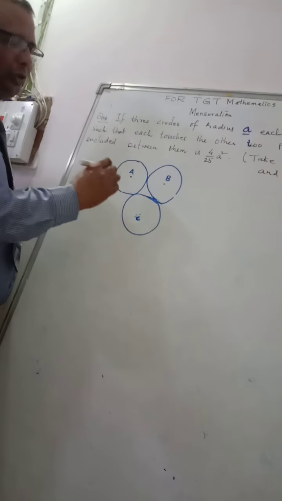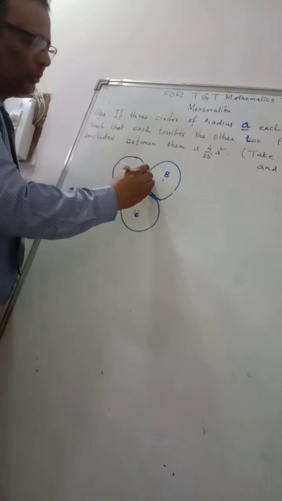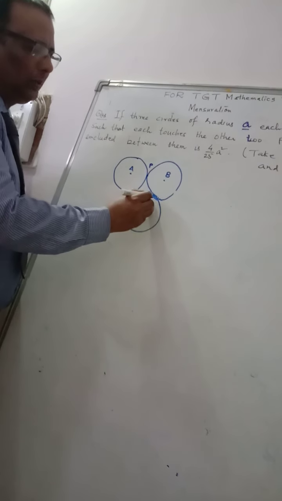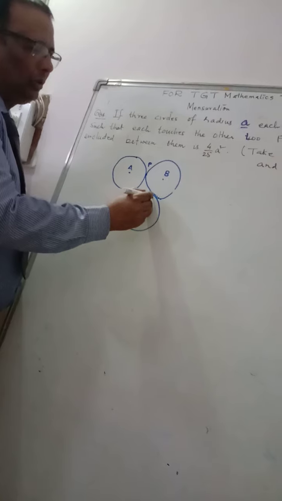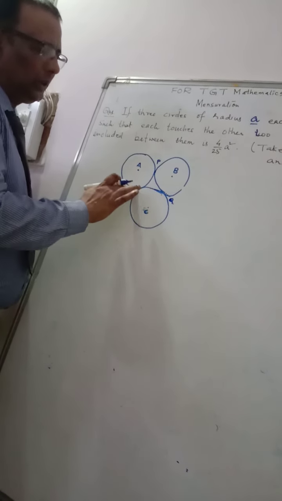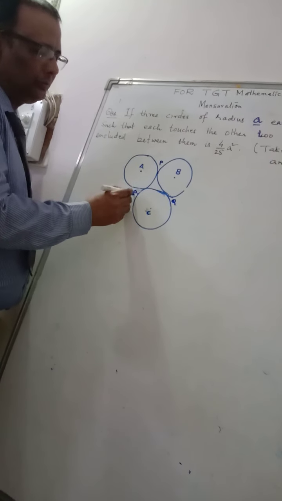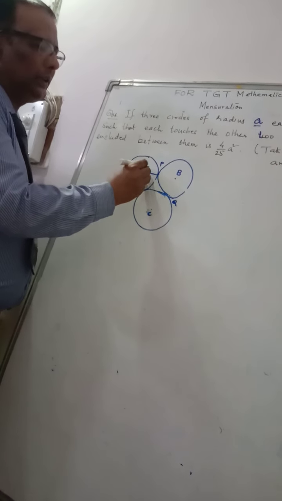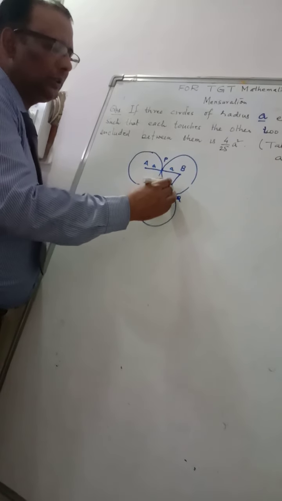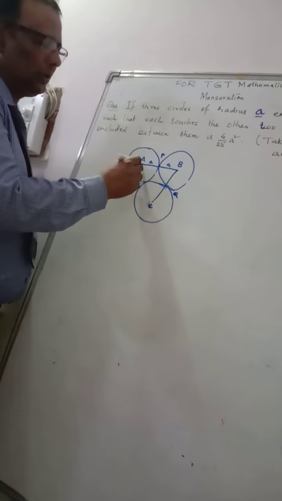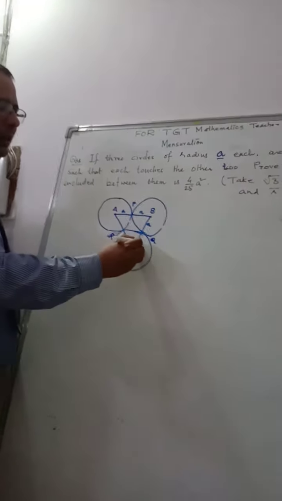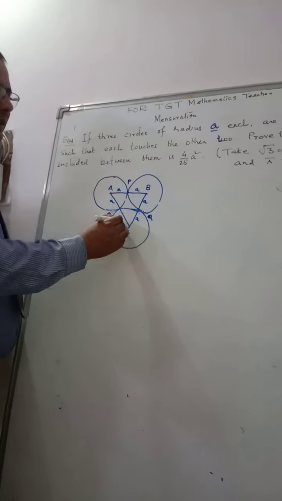We know from geometry, suppose they touch here at the point P, at the point Q, and this is at the point R. The radius is small a, and this is also small a. We are just joining the centers of all the three circles, so it is also 2a on each side.